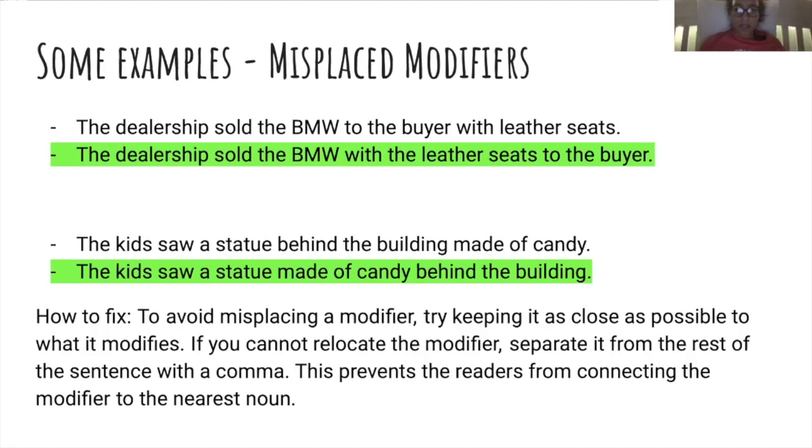This came mainly from the text, but it said to avoid misplacing a modifier, try keeping it as close as possible to what it modifies. If you cannot relocate the modifier, however, separate it from the rest of the sentence with a comma. Thus, this prevents the readers from connecting the modifier to the nearest noun.